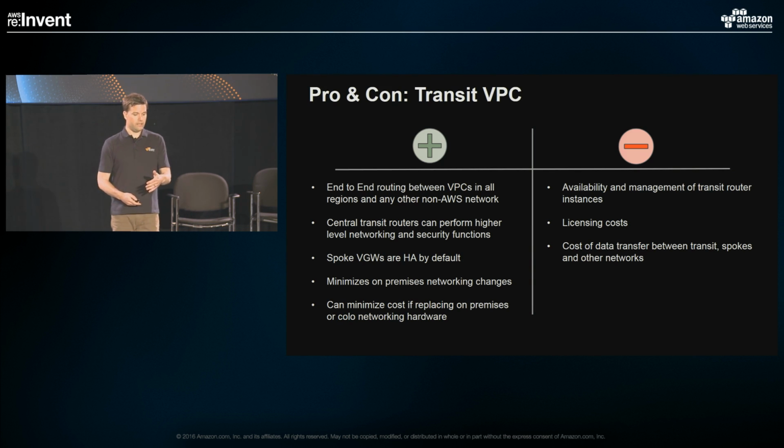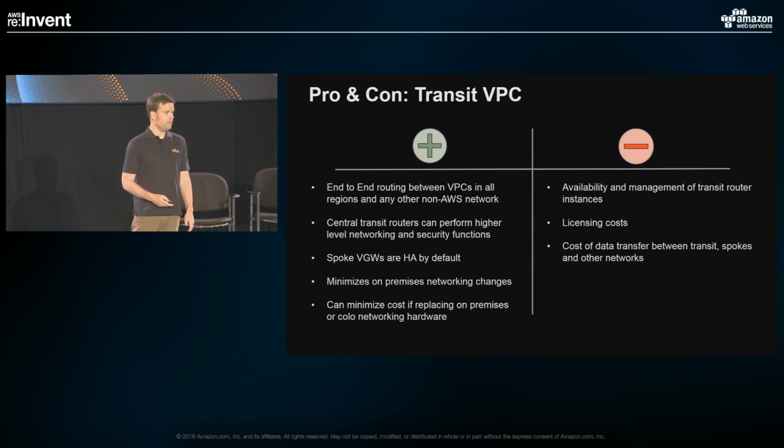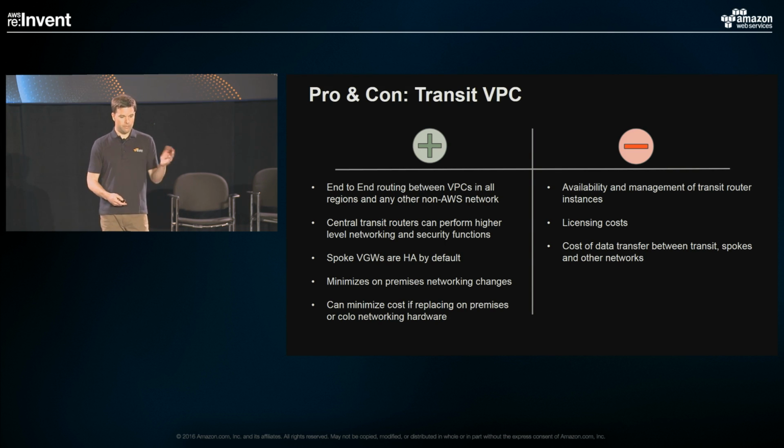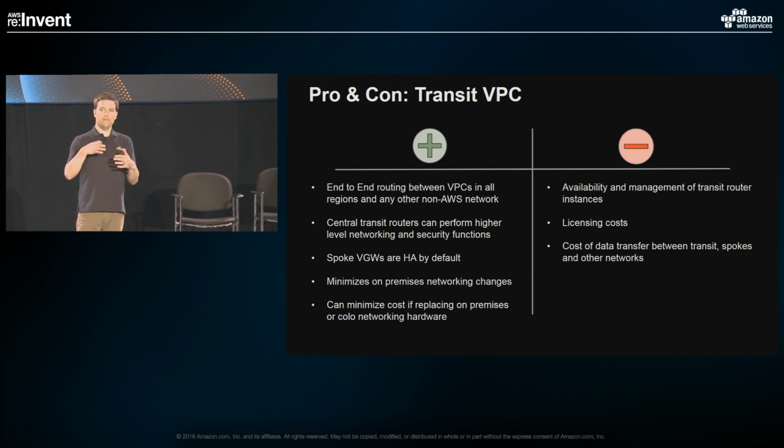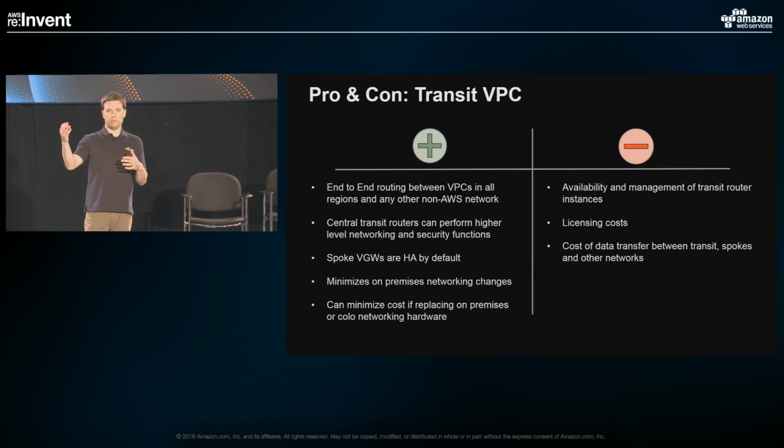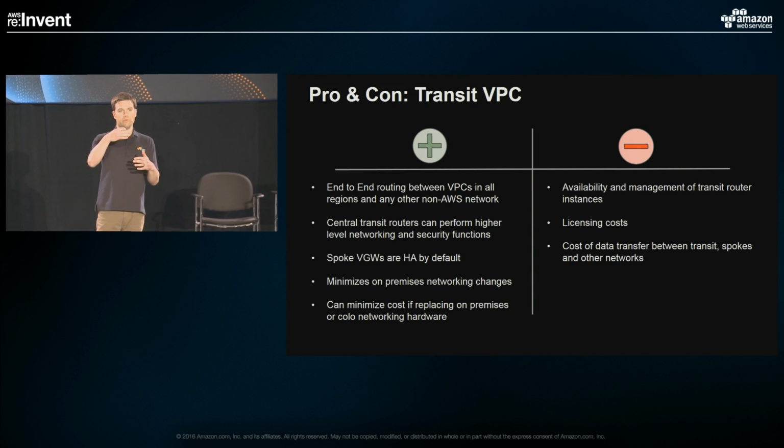On the con side, we see availability and management of the transit router is up to you. We talked a little bit about the availability, the licensing cost of Cisco, and the cost of the data transfer is important to point out because everything transit related is going over the IGW. So it's all internet out. So for example, if you're going from transit to spoke or spoke to transit to home, each one of those is an internet out step. So you need to pay attention to your data transfer costs.